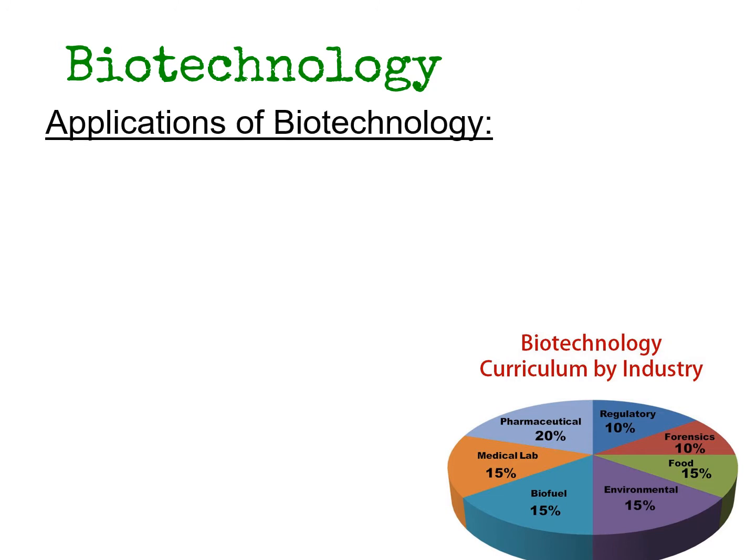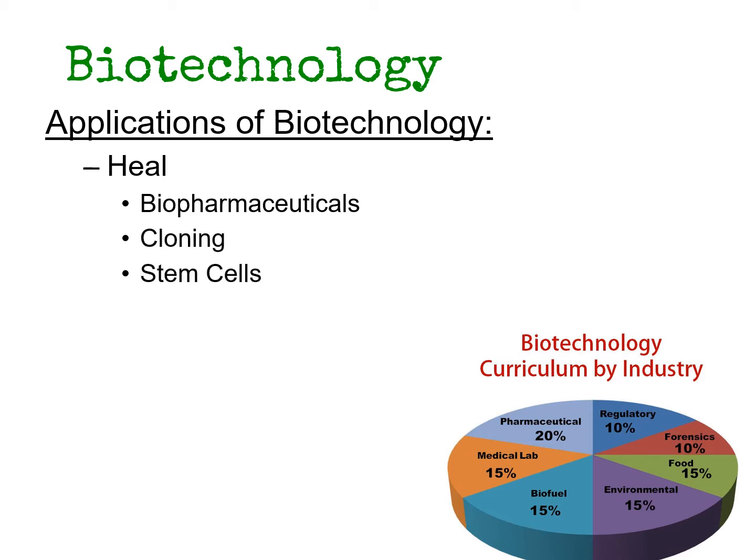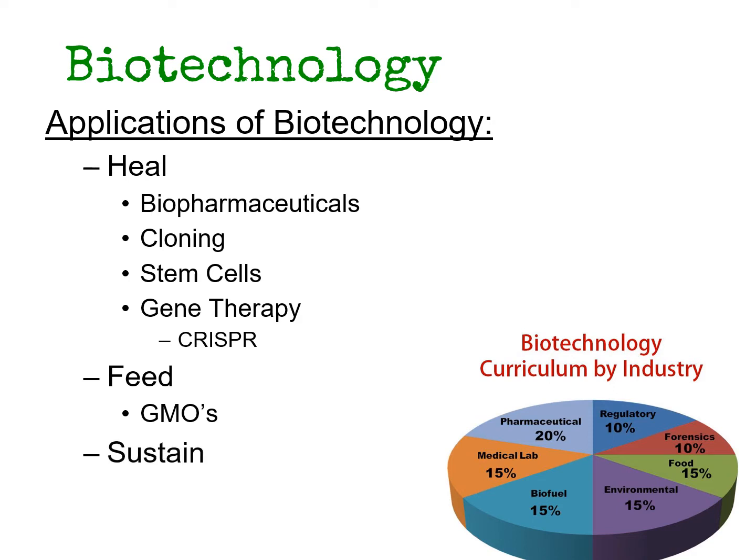There are three main applications of biotechnology. HEAL, which covers biopharmaceuticals, cloning, stem cells, gene therapy, which also involves using CRISPR. Then we go into FEED. FEED covers GMOs. And then SUSTAIN. SUSTAIN has bioremediation, which would be in the environmental category, and biofuels, making up almost 30% of that curriculum.